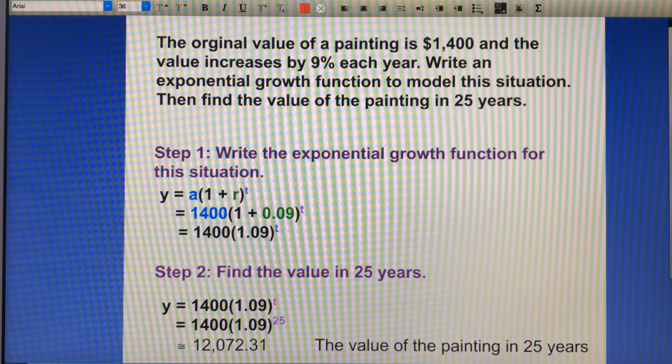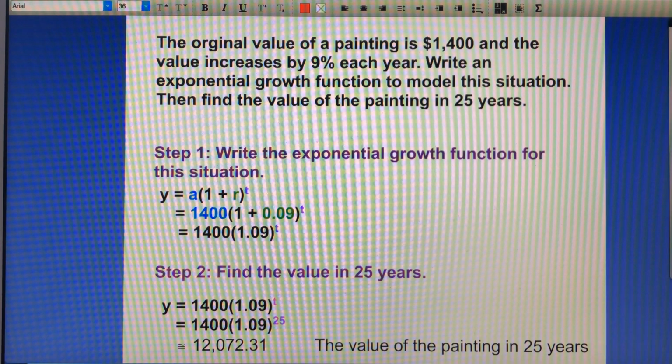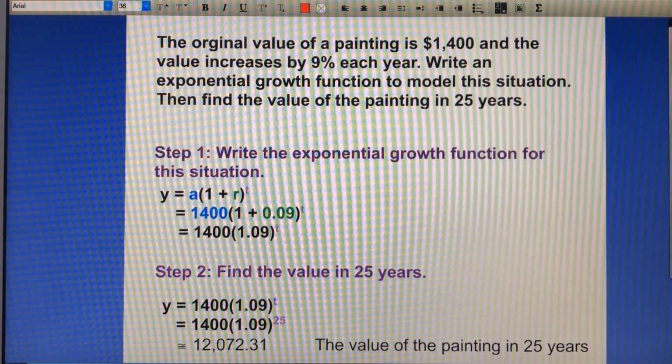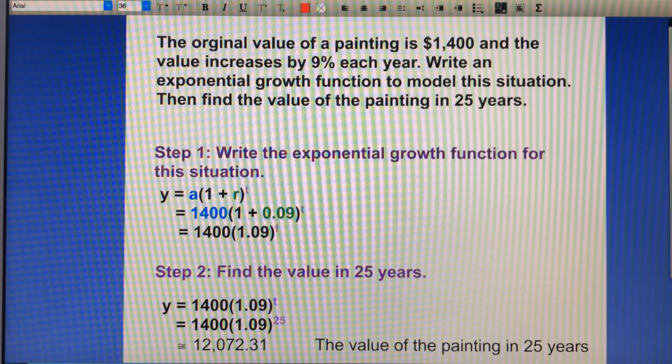Step 2, I'm going to replace t with 25 years. That's my time. So I have 1.09 to the 25th power times 1,400. My painting will be worth $12,072.31 at the end of 25 years. This is a nice formula, but you do have to record the formula. So you need to record this right in the same place where you were recording your sequencing formulas and your quadratic formulas. We've had a lot of formulas this year.